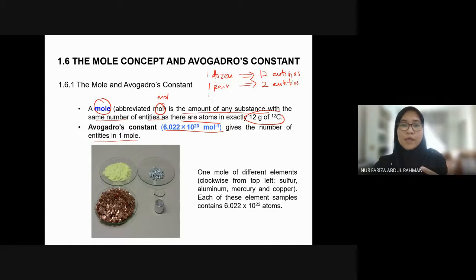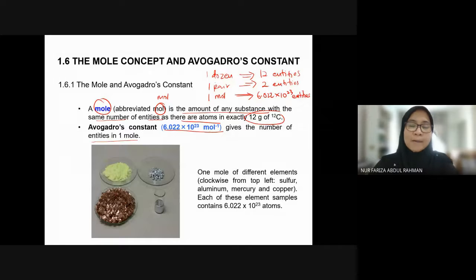Okay, all right, but if we have 1 mole, it means that the number of entities is 6.022 times 10 to the power of 23 entities. Because we are dealing with atoms, the tiniest particles, the smallest particles of matter, we cannot simply say we have 1 dozen of oxygen atoms. It doesn't work that way.